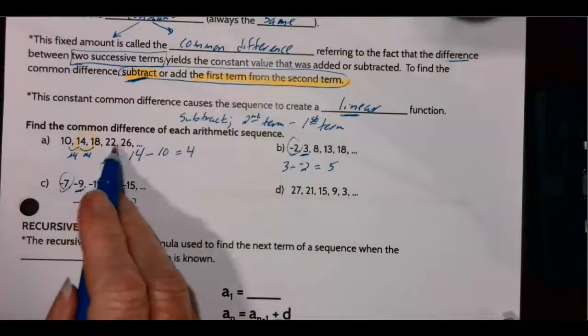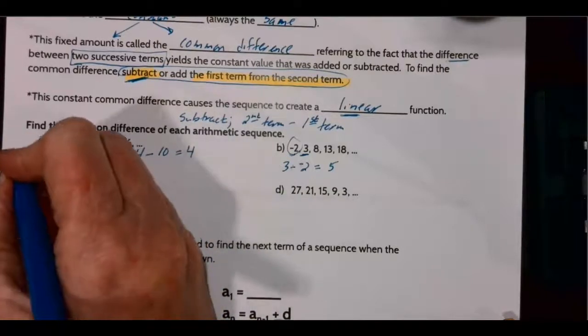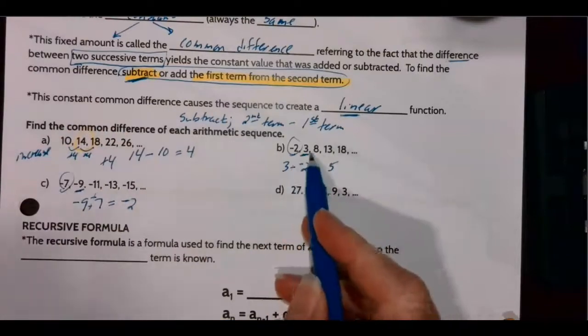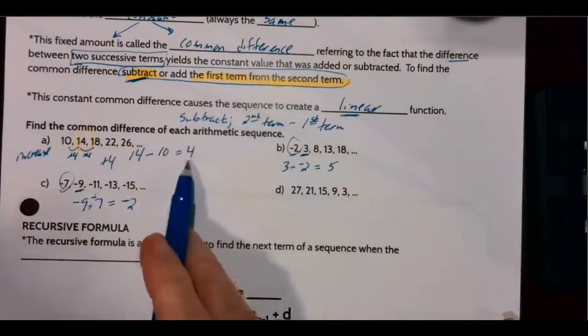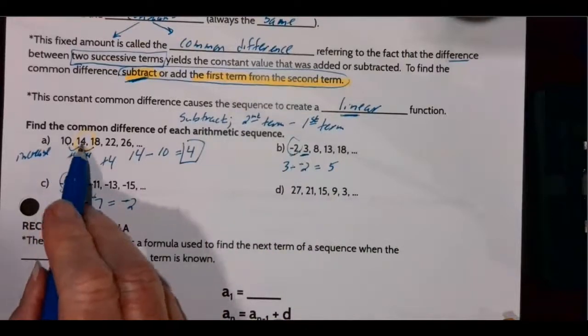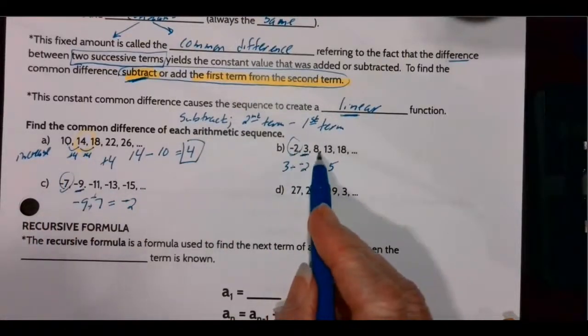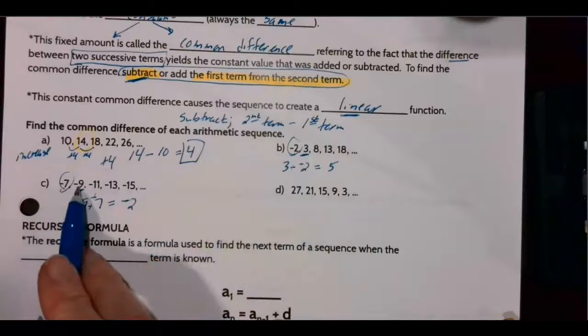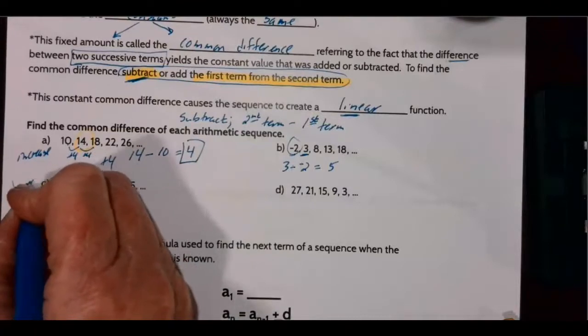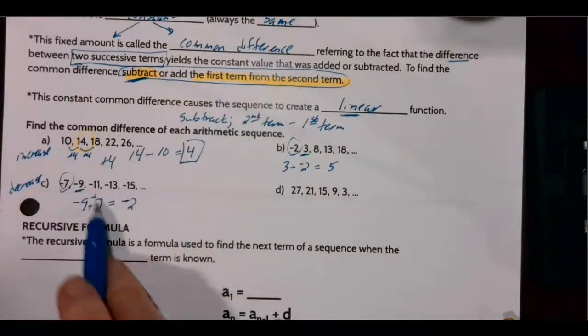The other thing you also want to look at is if it's going up or down. See how these are getting larger in number? This one's increasing. This one is increasing. So notice I'm going to have a positive. And I go from this one to this one, I add 4. From this one to this one, I add 5. From this one to this one, I subtract 2 or add a -2. So this is on the decrease. But just notice those things to check your answers.